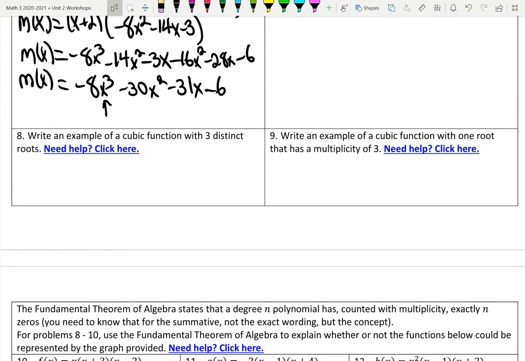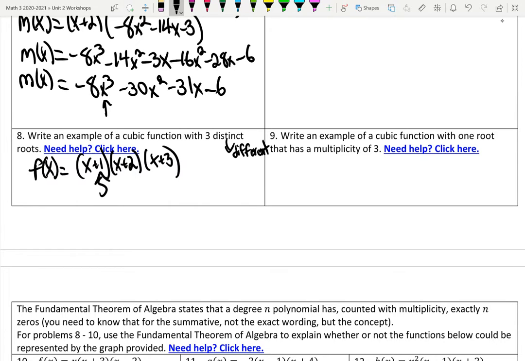Number 8, writing a cubic function with 3 distinct roots. Distinct is going to be another word. It's different, distinct, different. So I'm going to create a function, f of x, and I need to have 3 different roots. So x plus 1 times x plus 2 and x plus 3. The roots are, what number makes it 0? Negative 1, negative 2, negative 3. Just make sure each group has a different answer.